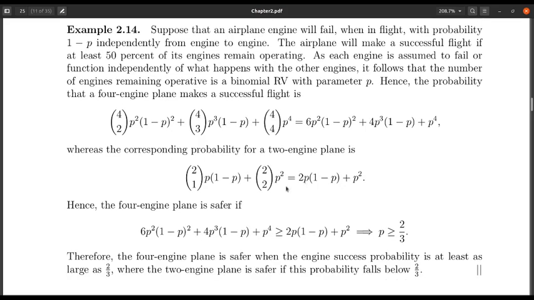Let us see a very simple example. What this example says is that I am trying to compare two kinds of aeroplane. One has two engines, another has four engines.